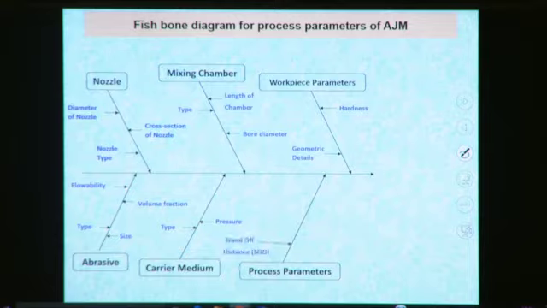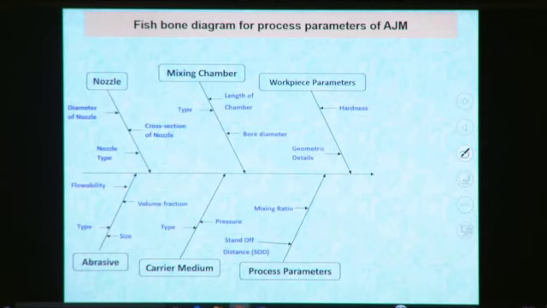Okay, so now machine process parameters are there. What are the parameters we can use to control the machining process? Okay, so the first one is the mixing ratio. Mixing ratio is the volumetric flow rate of the abrasive divided by the volumetric flow rate of air. So that will give the mixing ratio. This mixing ratio we can change by changing the volume flow rate of these abrasive particles.